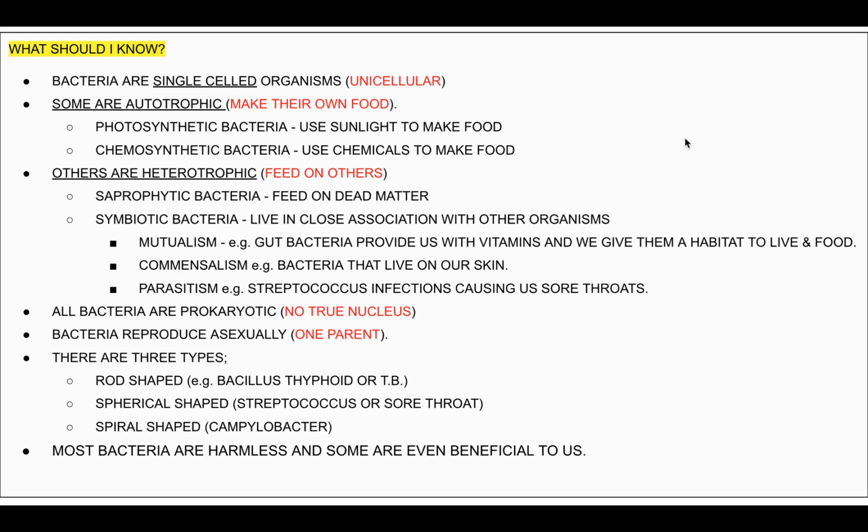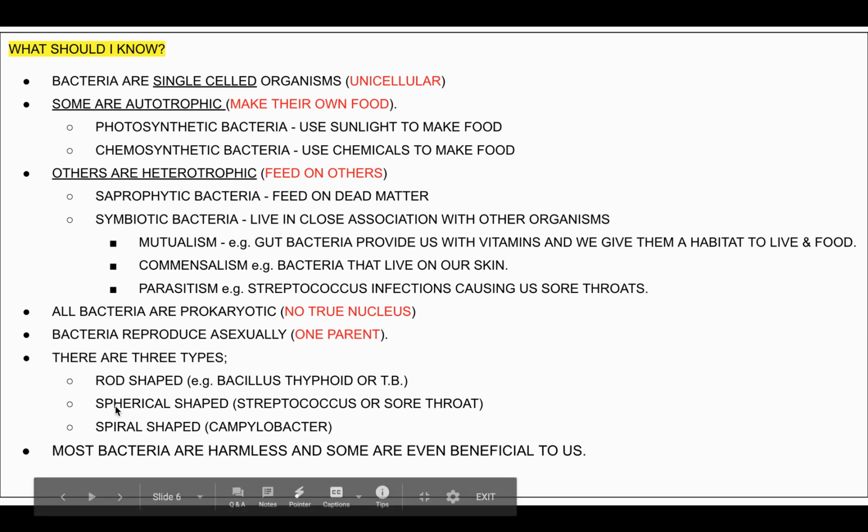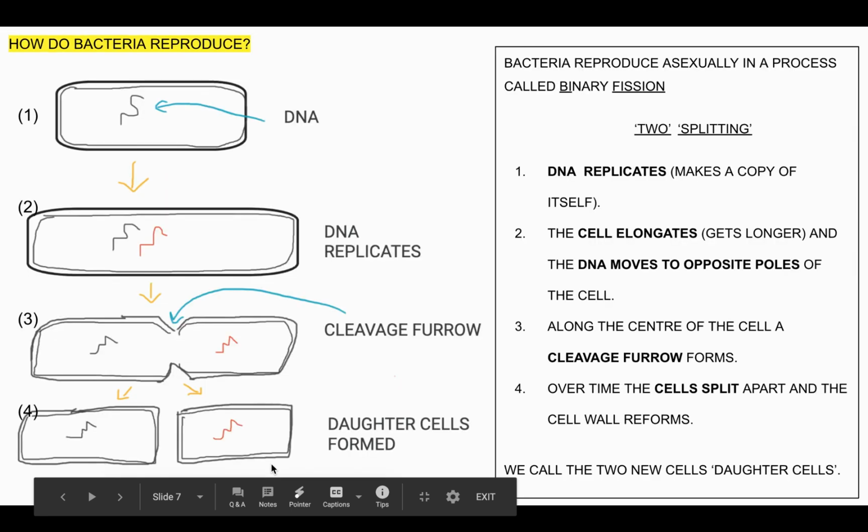There are a few extra details in this particular slide that we'll be going through today, particularly the different types of bacteria in terms of their feeding habits. But what we did cover yesterday was the different shapes of bacteria. There are three shapes: rod-shaped, spherical, spiral-shaped. And I suppose we also recognize that not all bacteria are harmful. Some of them are harmless and actually beneficial to us.